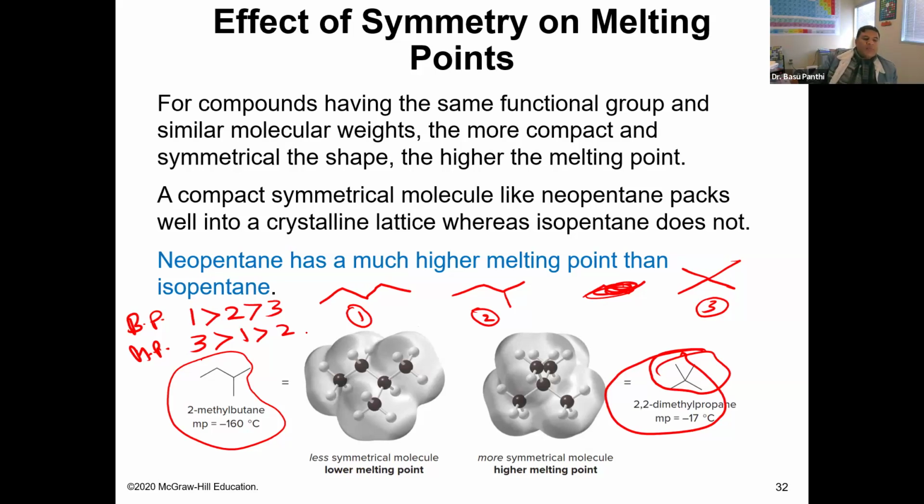What you are talking about, melting point or boiling point. Symmetry increases the melting point. That's very important. You will see it very often. And most of the time, you will see the molecules and be asked to arrange them in order of increasing or decreasing melting or boiling points. Just follow it. Read it. Very important, this one.